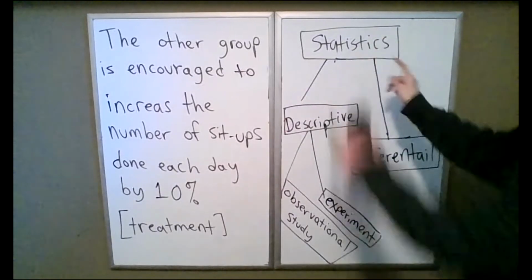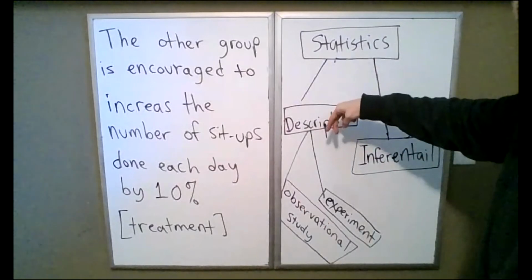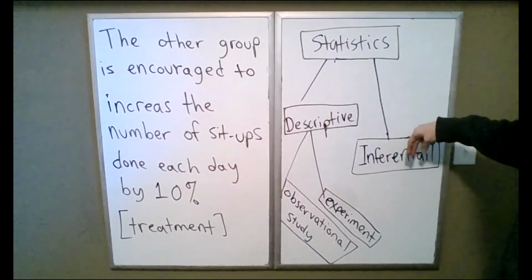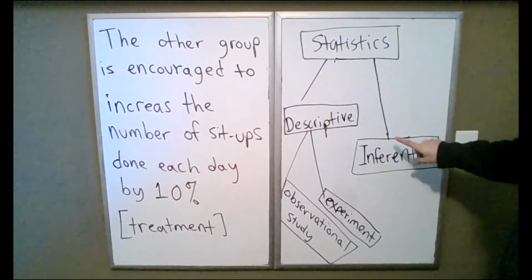So you go descriptive or inferential, and from each you can branch off and do a study, observational study or experiment. Over here, do an observational study or an experiment.